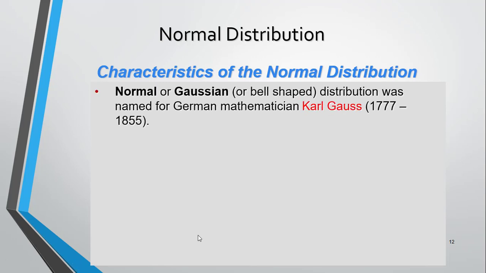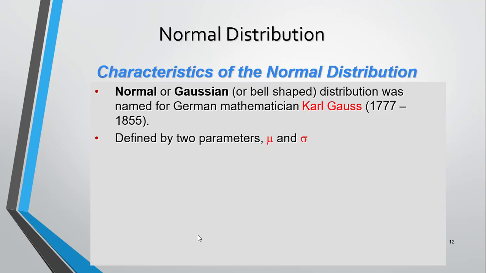Next, let's talk about the normal distribution. That's probably one of the most widely known and used probability distributions of all. And you probably have heard a lot about this. It's called the normal distribution, or a Gaussian distribution, or a bell-shaped curve.